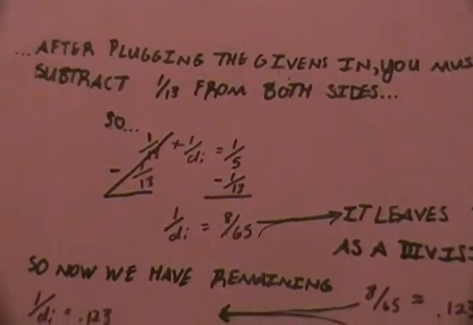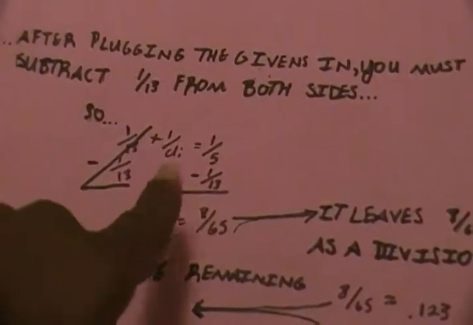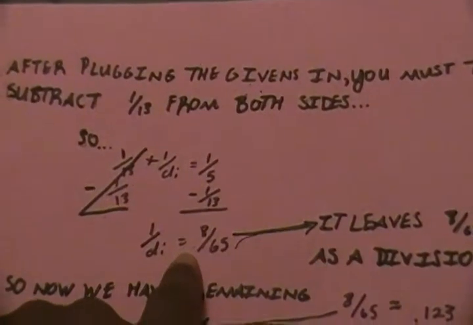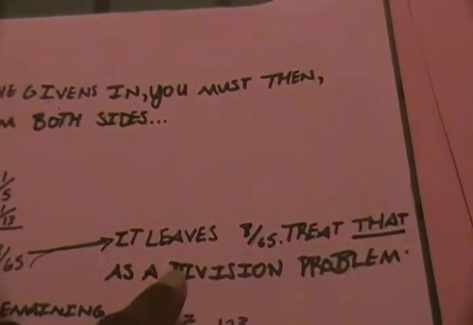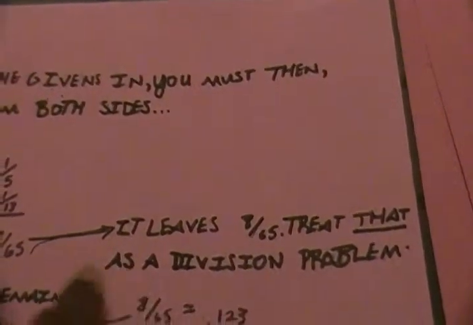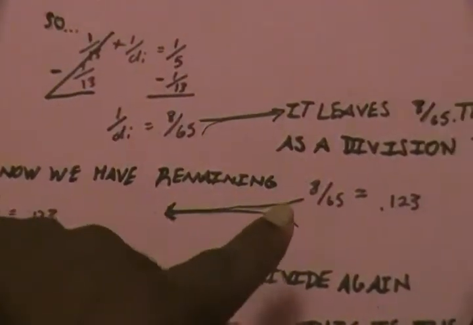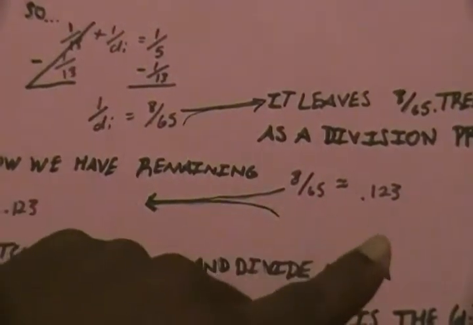After plugging in the givens, you must then subtract the 1/3 from both sides, as we see right here. We did 1/3 subtracted on both sides, and this is what we have for our distance, equal to 8 over 65. We leave it as 8 over 65 and treat it as a division problem. So the remaining 8 over 65 equals 0.123.